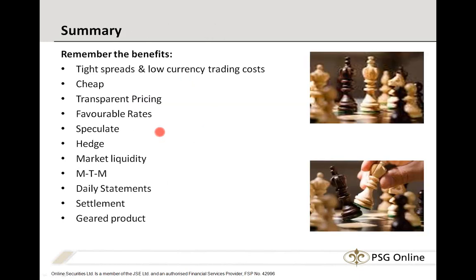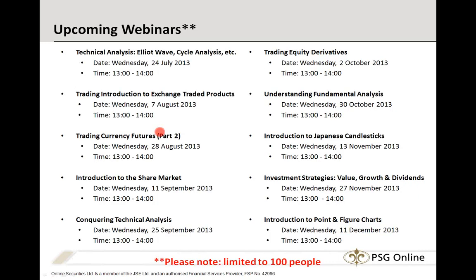So quickly, a quick summary before we head into questions. There are a lot of benefits. Obviously, there are risks also, but I believe that the pros outweigh the cons by far. As I mentioned, there will be another webinar coming up soon. In the second part of August, I'll be highlighting Currency Futures Part 2, a bit more fundamentals, and more of the technicals regarding currency futures. This is more for the intermediate to advanced trader, whereas this session was more for the novice.